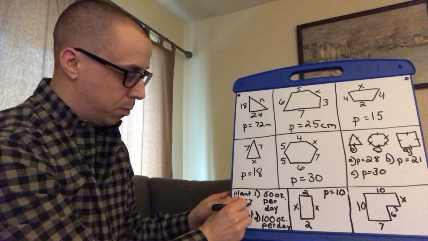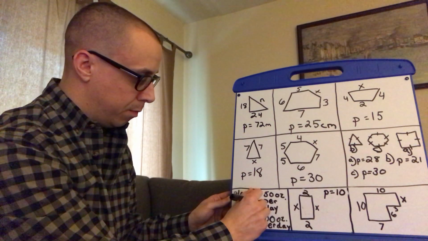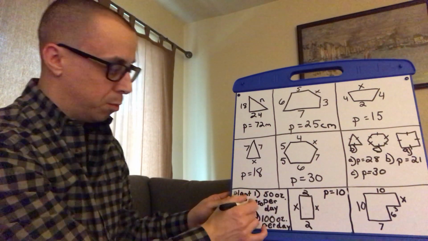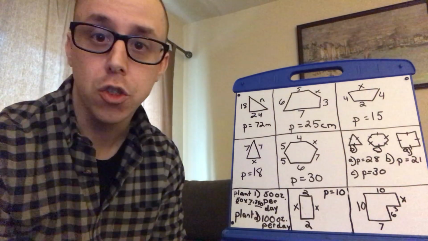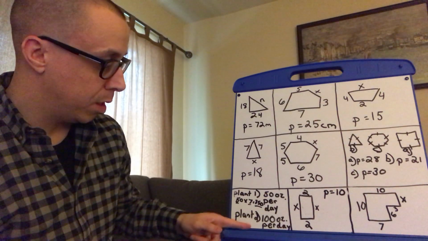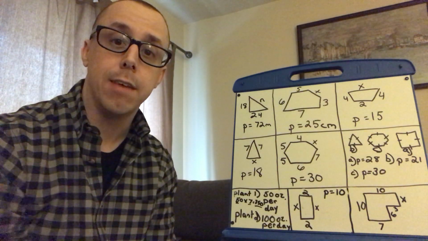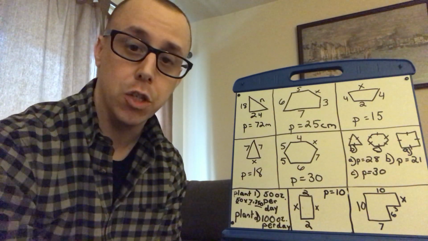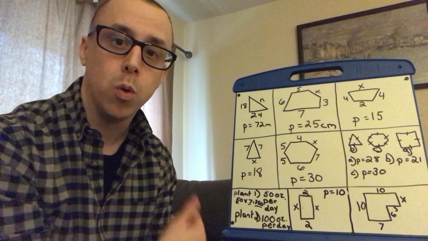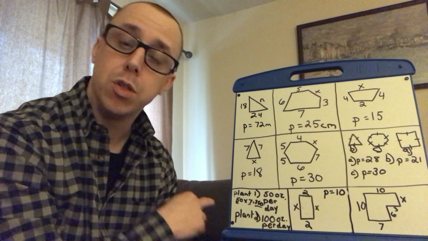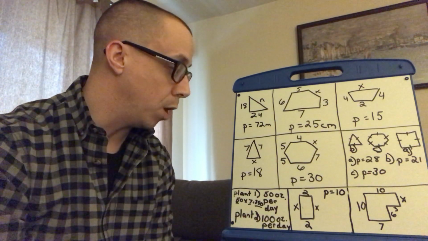I know 5 times 7 is 35. But I need to put that 0 on the end, so 350. And here, 100 times 7 is 700, so I'd have to take that 700 minus the 350 to see how much more water plant number 2 is getting than plant number 1.